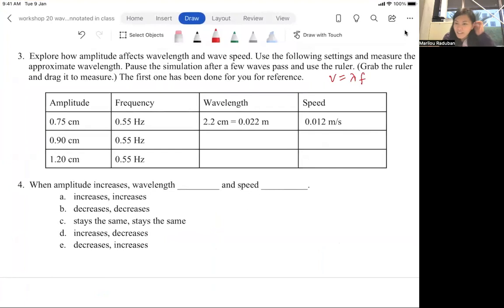actually, who did the exercise? Did you see any change in the wavelength and speed? When you change the amplitude, did you observe any change in the wavelength?